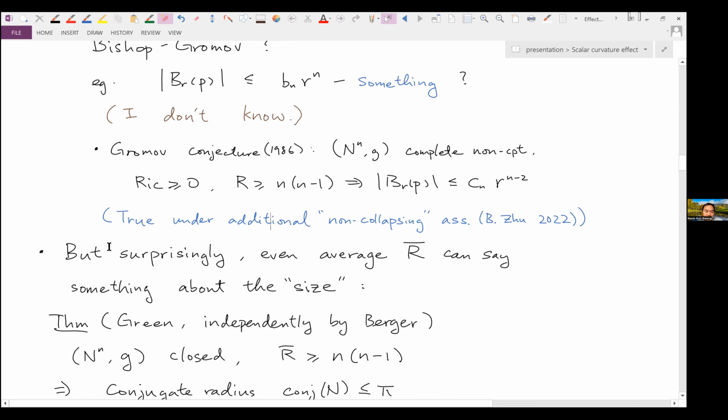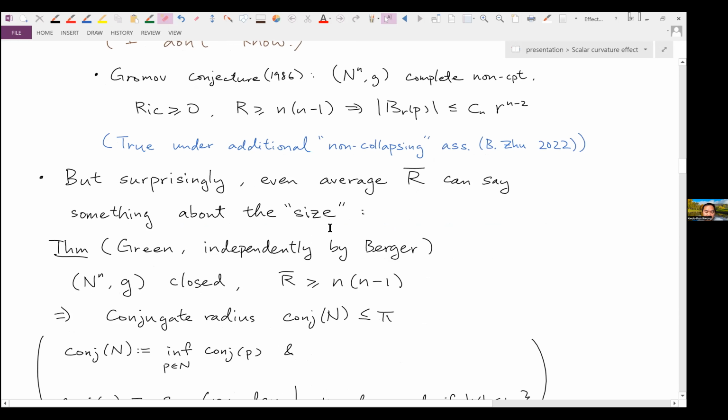But let me show you a somewhat surprising result, which is quite surprising to me because even the average of the scalar curvature, so scalar curvature is already pretty weak, but then the average scalar curvature is even weaker. So a result by Green and independently by Berger actually made use of just the average scalar curvature to say something about the size of the manifold.